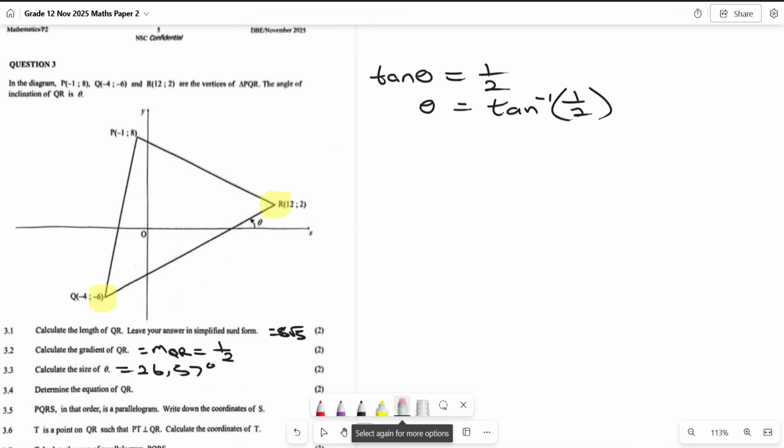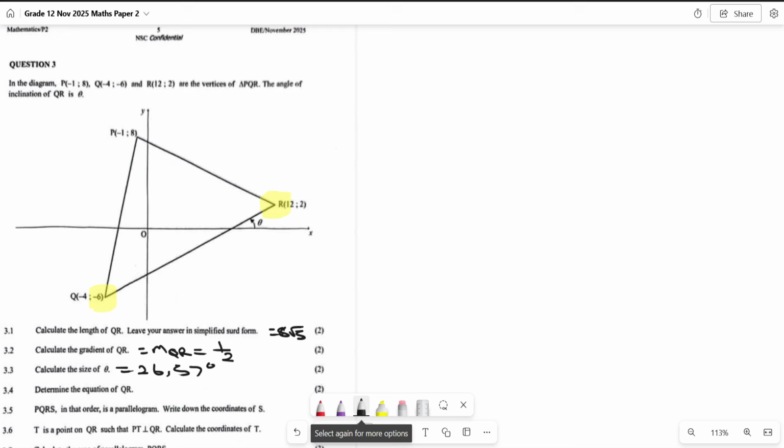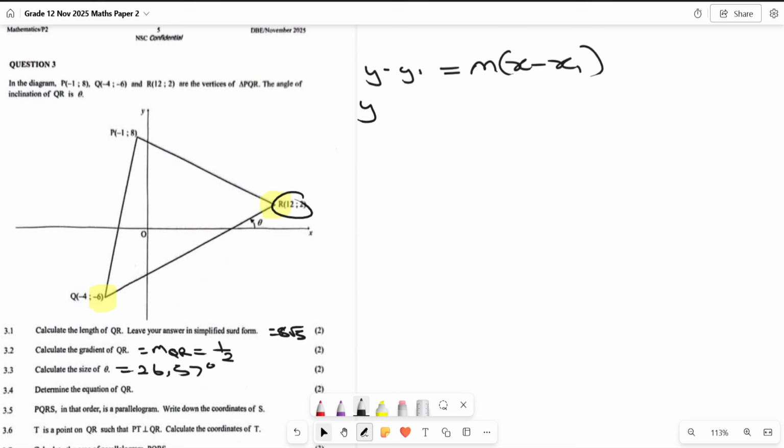So let's find out what the equation of QR is going to be. Very fast. Remember, y minus y1 is equal to m(x minus x1). This is how I like to get the equation of a straight line. I'm just going to take any coordinate. We're finding the equation of QR, so we'll just take the coordinates on R.